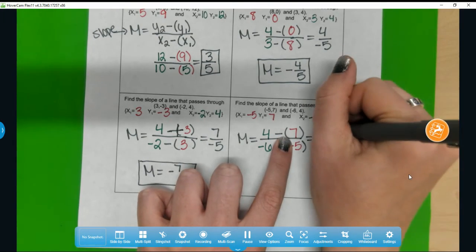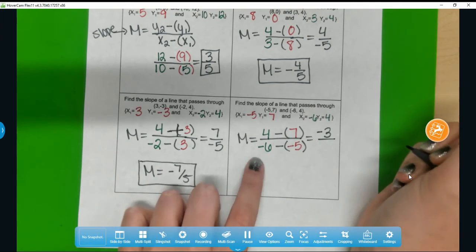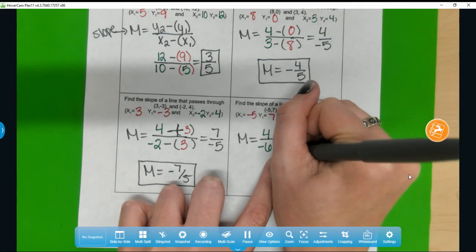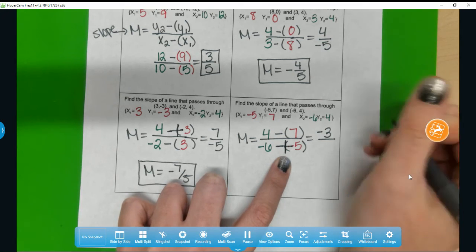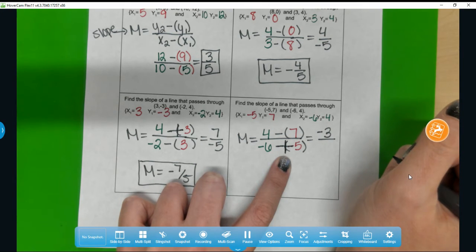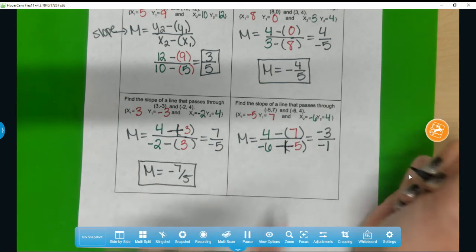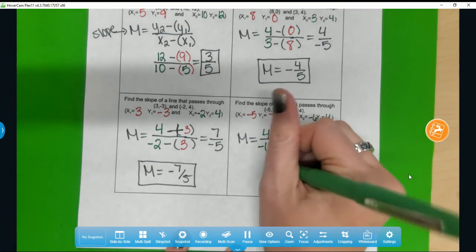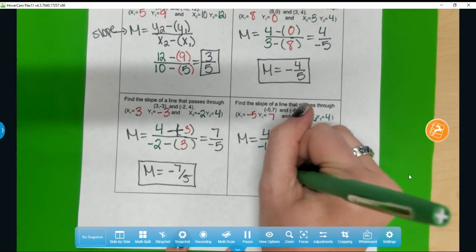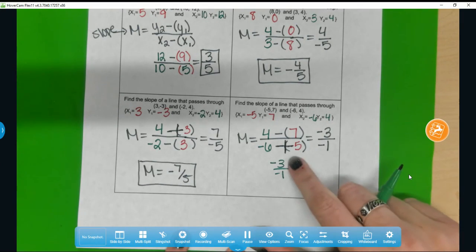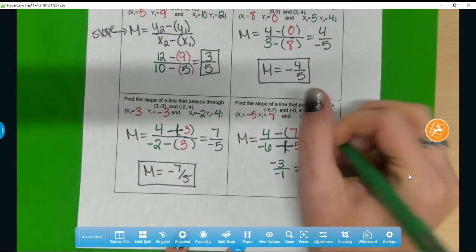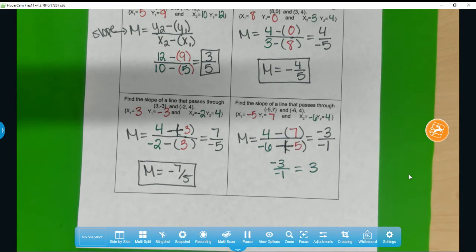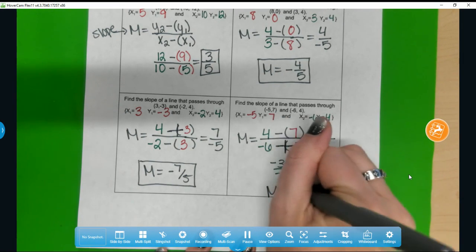So we have 4 minus 7, so that's negative 3, over negative 6 minus a negative 5, so negative 6 plus 5, which is negative 1. So we are not going to leave that like that. First, because we have two negatives, but anything over 1 is just a whole number. So our slope is really 3.